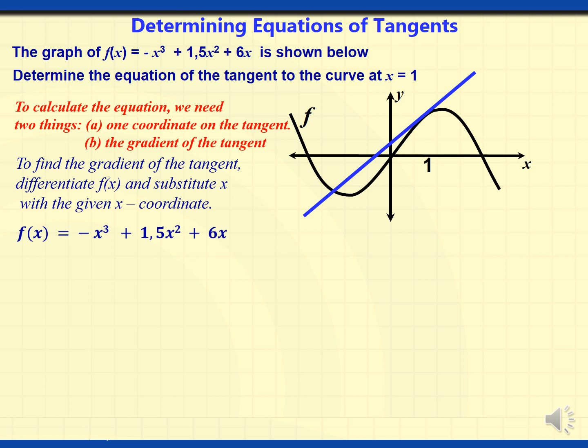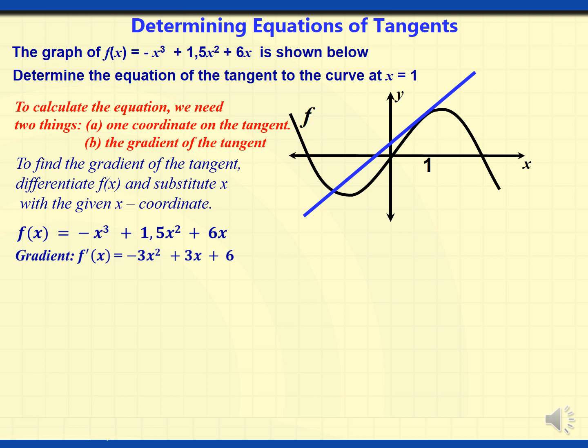So let's have a look at this one. We differentiate this equation. f of x is equal to minus x cubed plus 1.5x squared plus 6x. After differentiating, we get minus 3x squared plus 3x plus 6. This is the gradient expression.